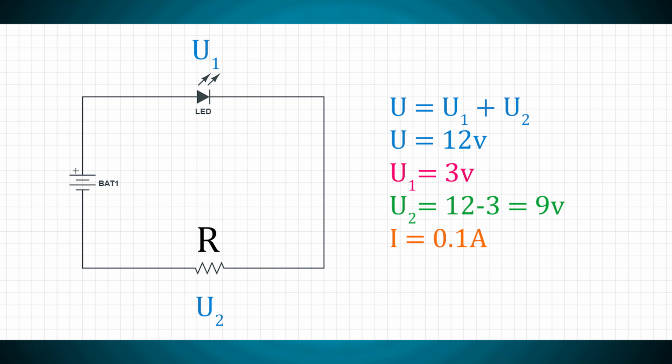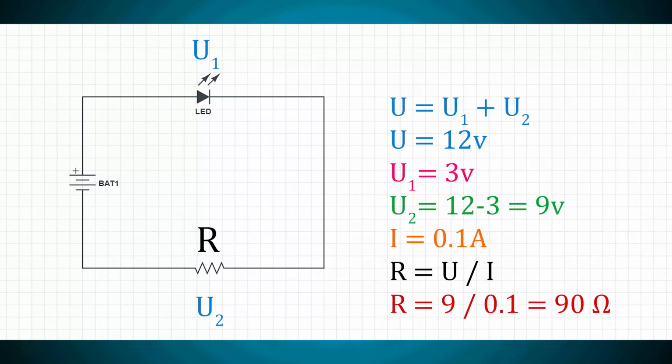Now let's do our calculation. R equals U divided by I. Mind you, we are doing calculation for the resistor's part of the circuit, so we have to use the U2 value, which, as we already know, is 9 volts. Current value is 0.1 amps. And this yields resistor value of 90 ohms. Good.